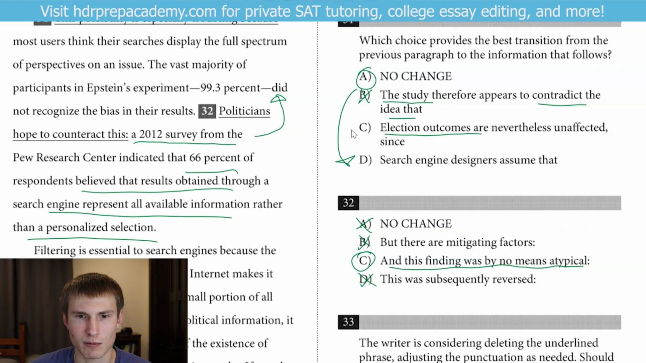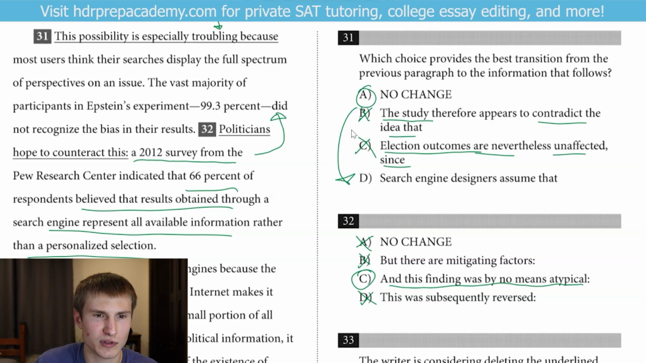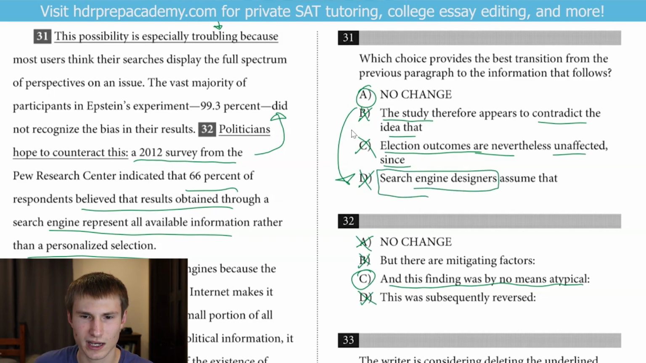Okay, next thing, we can go back up, talk about 31 now that we've read the rest of this paragraph. Saying election outcomes are nevertheless unaffected. We don't make that claim in this paragraph, so that doesn't make sense. D, search engine designers assume that most users think their searches display the full spectrum of perspectives on an issue. We're not focused on the search engine designers here, so that doesn't make sense. Also, that doesn't transition well from our previous paragraph.